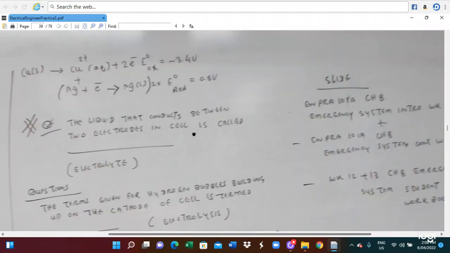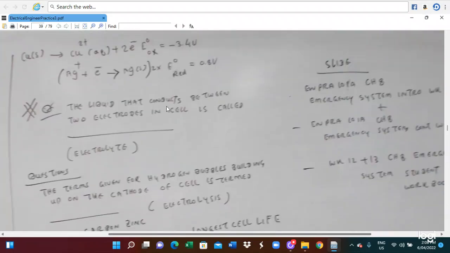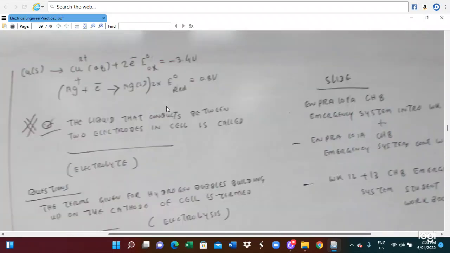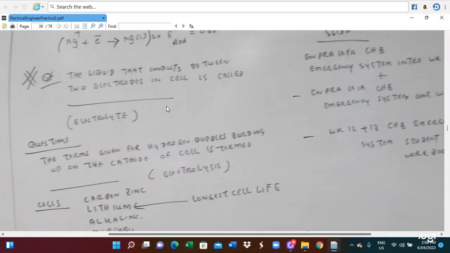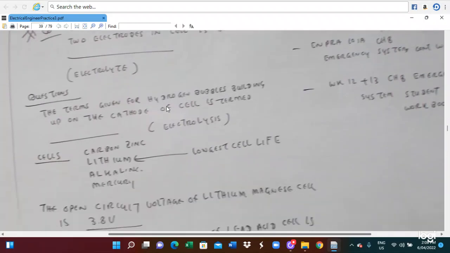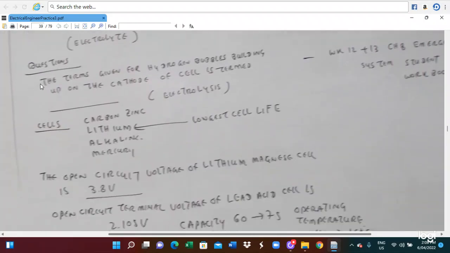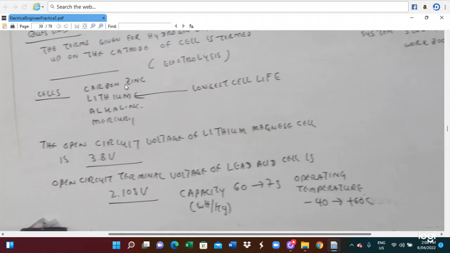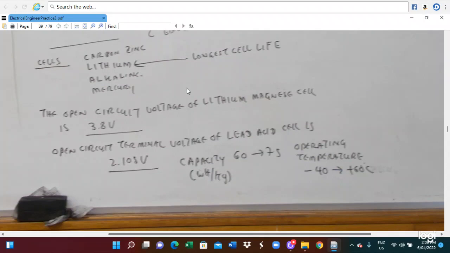So this is the electrode balance diagram of the copper sulfate and the electrodes of the cell. Here there will be electrolysis. The hydrogen bubbles build up on the cathode when the cell has done the electrolysis. In this case, you have carbon zinc, lithium, alkaline or mercury cells. The lithium has the longest cell life.